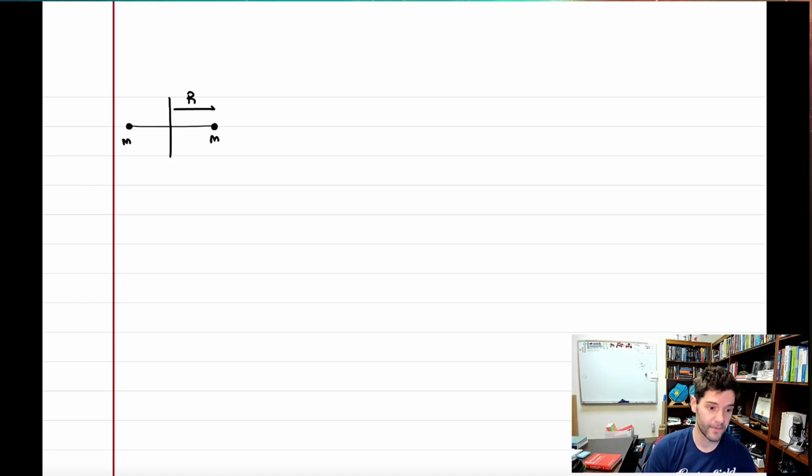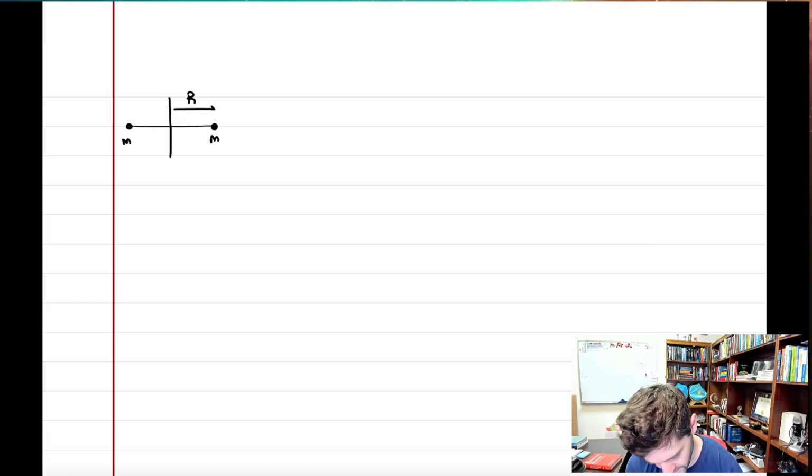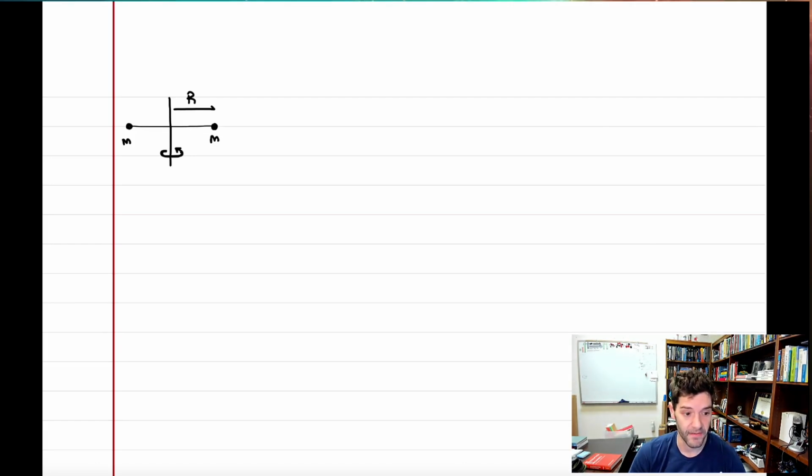So let's take as a simple example 2 point particles of mass little m, connected to a thin but massless rod that has length r. And I'm rotating this around the object's center of mass, which is obviously halfway in between the two particles.